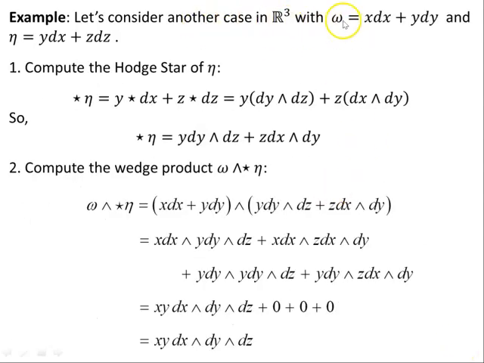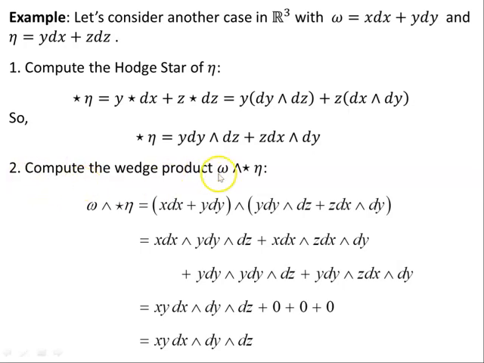Let's consider another case in R3, where omega is x dx plus y dy, and eta is y dx plus z dz. Step 1: compute the Hodge star of eta. The Hodge star of eta is y star dx plus z star dz. As shown in the first video, the star of dx is dy wedge dz, and the Hodge star of dz is dx wedge dy. So the Hodge star of eta is y dy wedge dz plus z dx wedge dy.